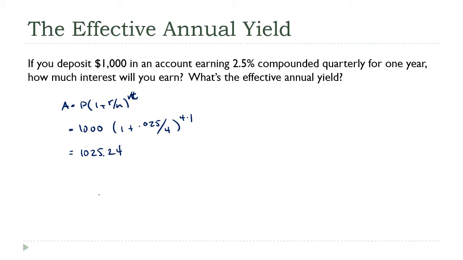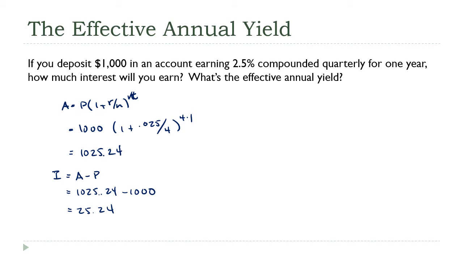Now, what I need to know with the question was the interest. Well, to get the interest, I'm going to take that amount, that future value, and subtract out the principal. All right, so this is going to be 1025.24 minus 1,000, and that comes out to $25.24. Okay, so that is the interest earned in 1 year.